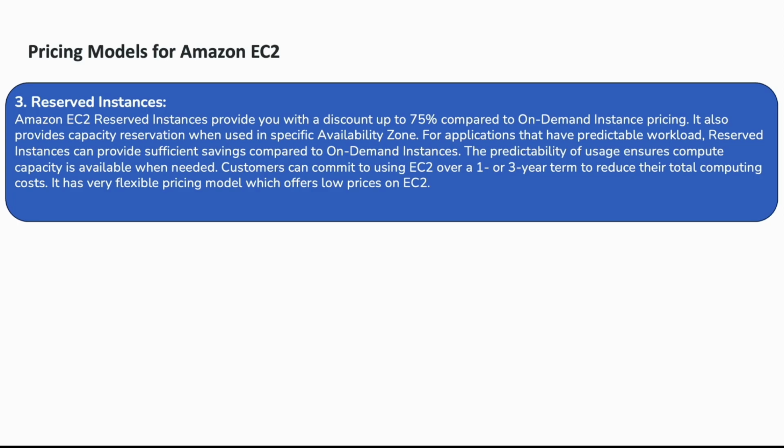Now the next one is reserved instances. Amazon EC2 reserved instances provide you with a discount of up to 75% compared to on-demand instance pricing. It also provides capacity reservation when used with specific availability zones. For applications that have predictable workloads, reserved instances can provide significant savings compared to on-demand instances. The predictability ensures compute capacity is available when needed. Customers can commit to using EC2 over a 1 or 3 year term to reduce their total computing cost. It has a very flexible pricing model which offers low prices on EC2.